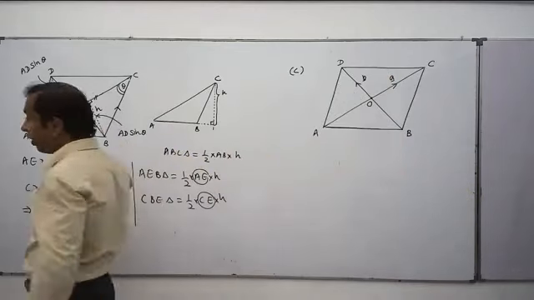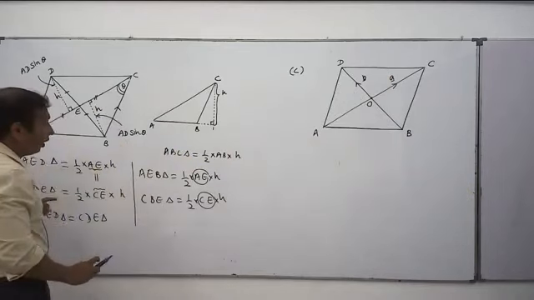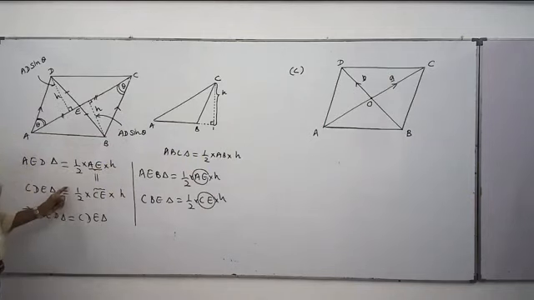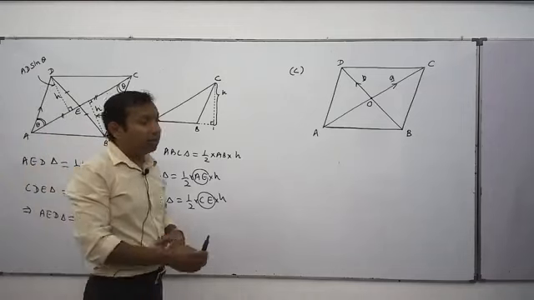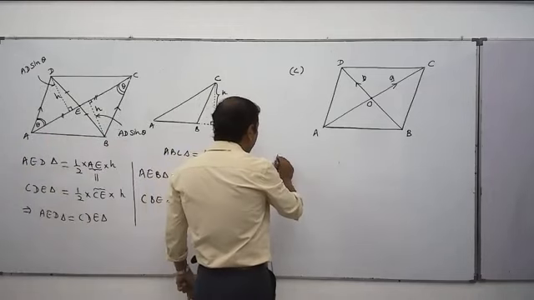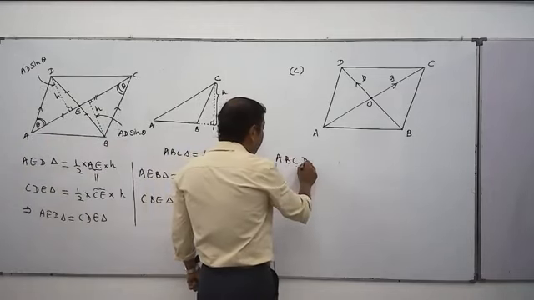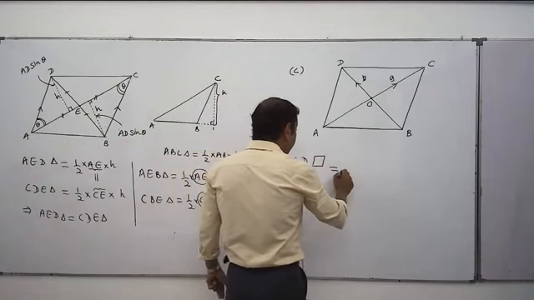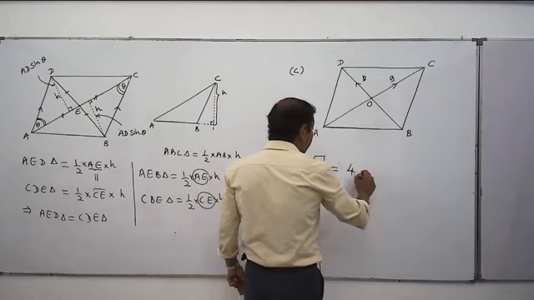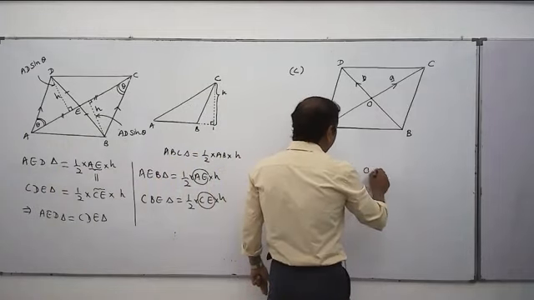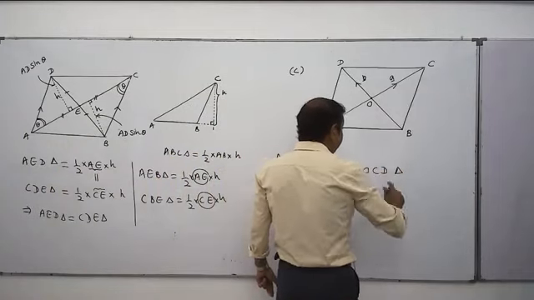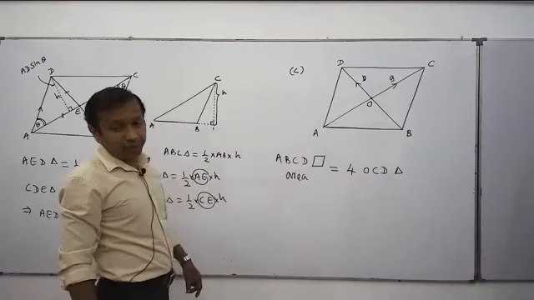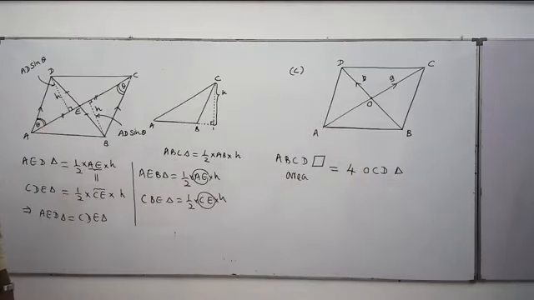Then you can write it like this. I think you could understand this one. If you need, you can take a note there, right? Then here I can write: ABCD parallelogram area is equal to 4 times OCD triangular area.